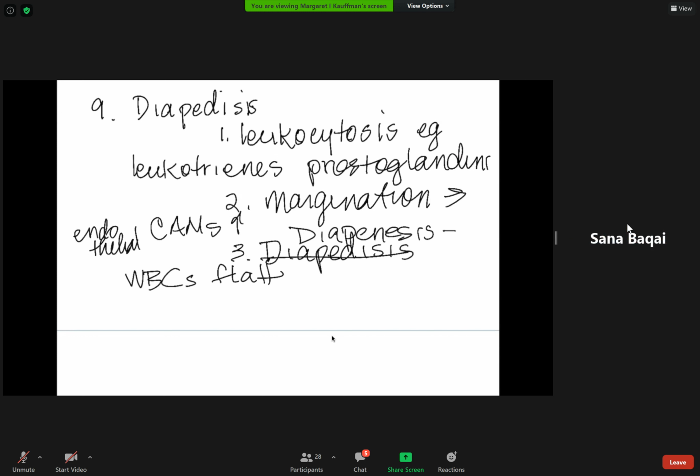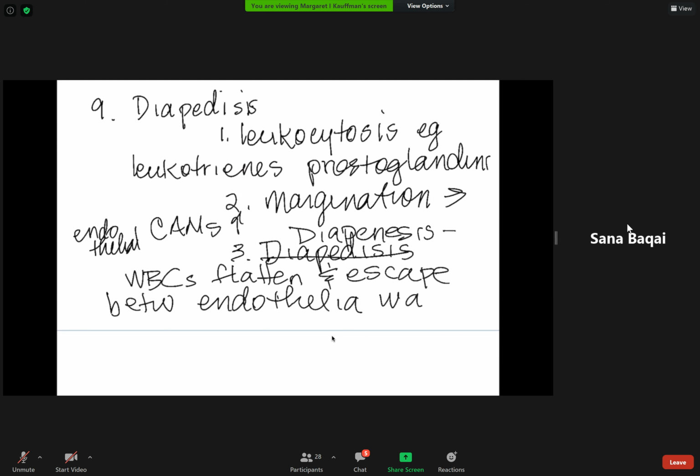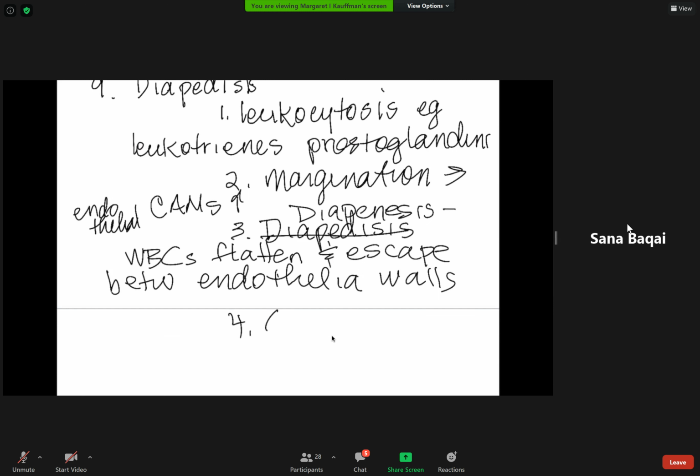And this occurs due to the chemical gradient. So that's the chemical gradient of the inflammatory chemicals that causes the neutrophils and white blood cells to move out of the endothelia of the capillary walls and towards the site of injury and start phagocytizing.